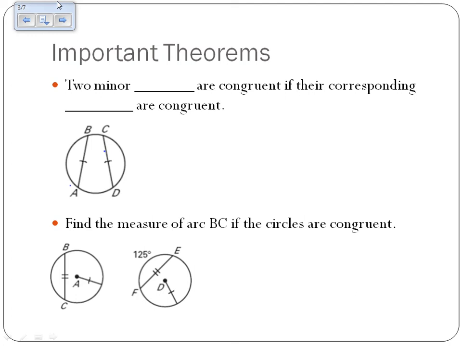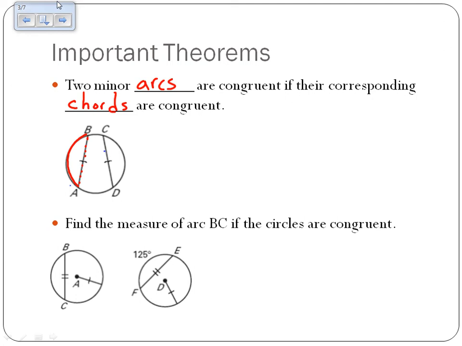Two minor arcs are congruent, or the same size, if their corresponding chords are congruent. What that means by corresponding chords: the arcs have endpoints, right? So the minor arcs have endpoints. If I look at arc BA, the corresponding chord to it would be BA.